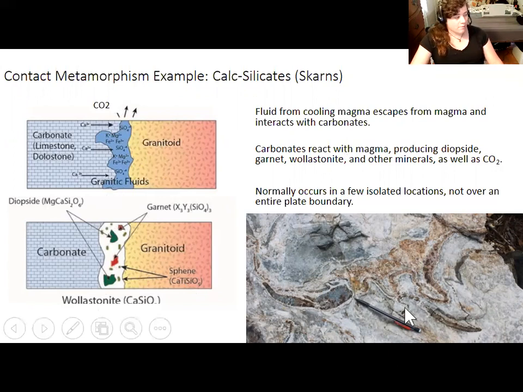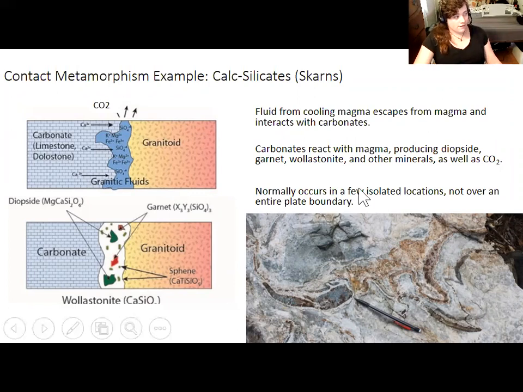And this is about how big, you can see this is my pencil here, and this is about how big of a zone you get for calc-silicate rocks. This will usually occur at just a couple of isolated locations. This is something I studied a little bit in college, and there were perhaps 3 or 4 different calc-silicate locations in the area that I was studying, but it wasn't a band of them that occurred all up and down that plate boundary that had existed before.